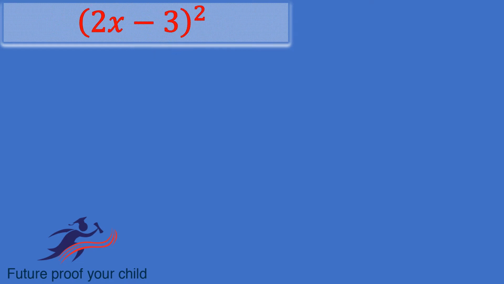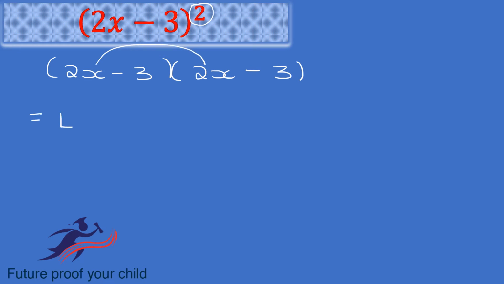Now what happens if you've got a bracket squared? The long way to do this is to just simply expand the bracket. So in other words, you write it out twice. And then follow the exact same procedure. So we're going to multiply the first two terms. So 2x times 2x is 4x squared.